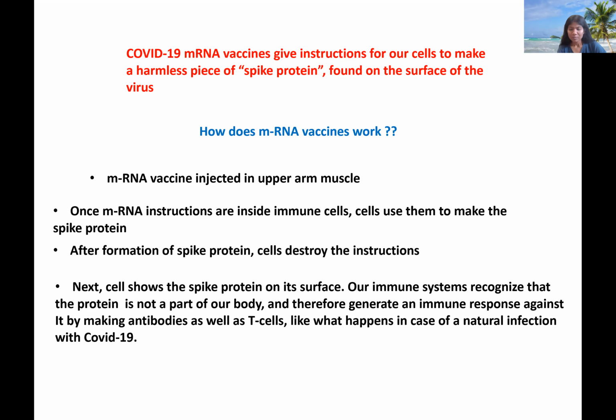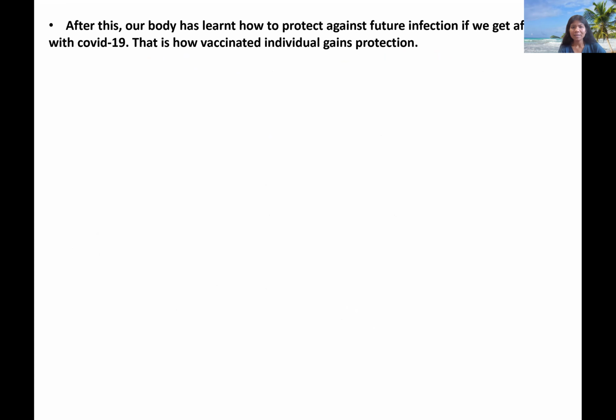Okay, so once our body has generated an immune response against those spike proteins which are made from those mRNA instructions, then we are safe. Our body has learned how to protect against that spike protein. So in future, if we get infected with COVID-19, our body already has its antibodies and T cells. T cells remember everything our body has done in the past. So it will again generate that immune response and it will defeat the virus. We'll never have that COVID-19 again. Okay, that's how mRNA vaccines work.